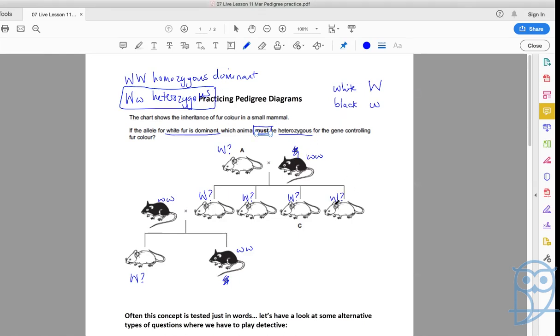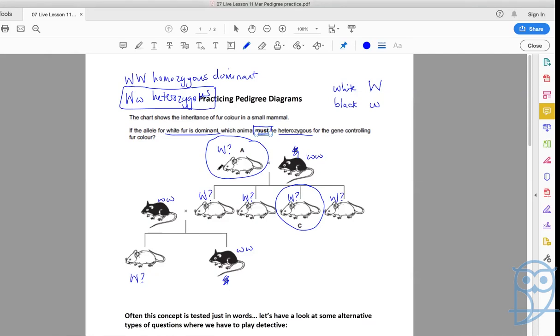So this one could be heterozygous or not. We don't know, because this one could have a little w, or we could have a capital W. So we don't know what's going on here. When we get to this mouse here, which mice are we looking at? Sorry, we're looking at mouse A in particular and mouse C in particular.